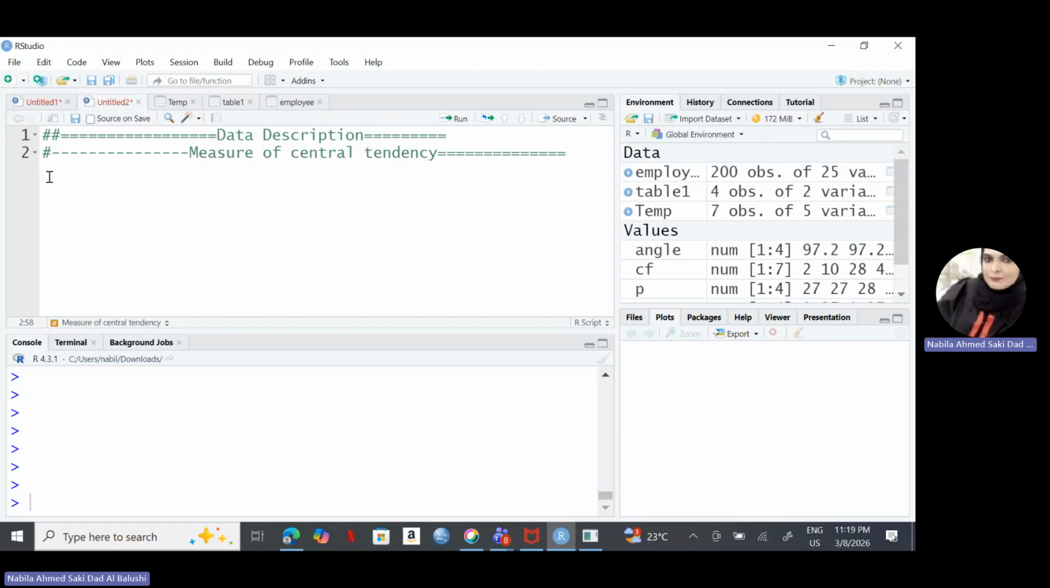Dear students, now let us move to the next topic of a new session, which is data description. Data can be described in different ways. For example, if we want to measure the central tendency of your data, we can use the measures in central tendency. The first one is mean.